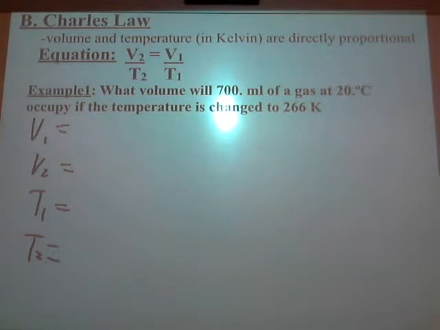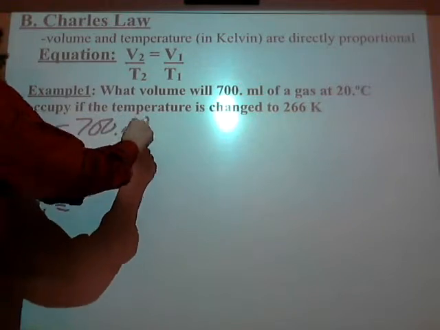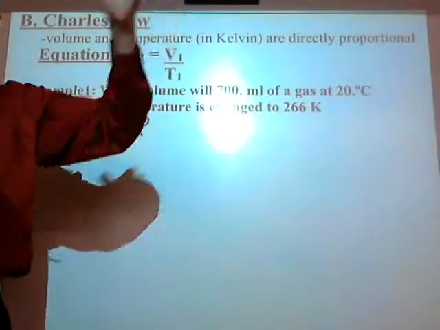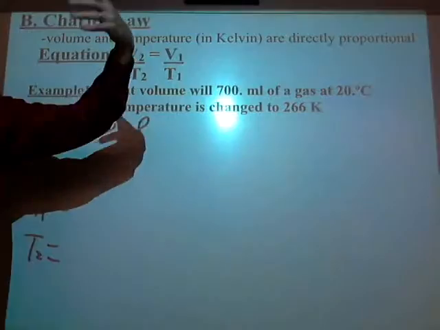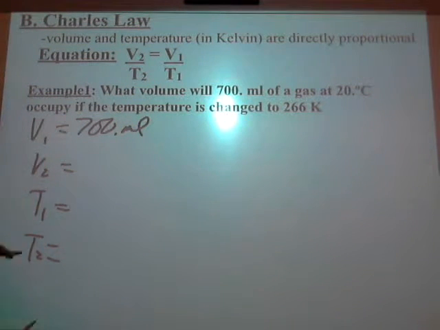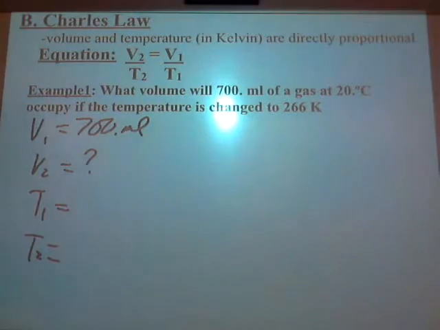A lot of numbers up there. Which one's the volume? 700 milliliters. Everybody agree? 700 milliliters? It says, what volume will 700 milliliters occupy in the future? You got to be able to read. And so what it used to be is 700. What it's going to be is V2. What volume will it occupy? It's asking you that. That's your unknown. You also know that's the volume because it's in milliliters. Milliliters are a unit of volume.